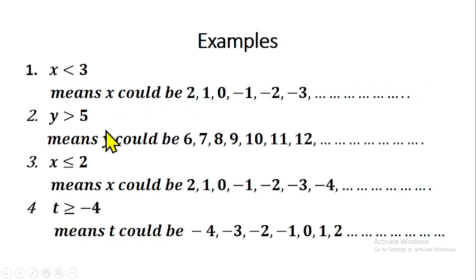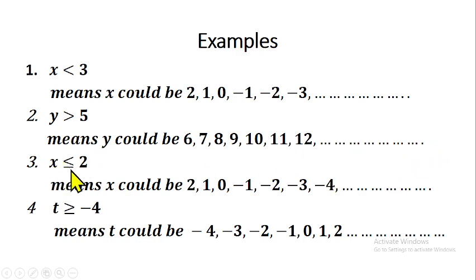Here you're having y is greater than 5. I can say this is the range of values of y that is greater than 5. That's the meaning of this statement. Can you give me an example? That would be 6, 7, 8, 9, 10, 11, 12, and so on. So these values here, they are greater than what? 5. That means this y represents this set of values to infinity.